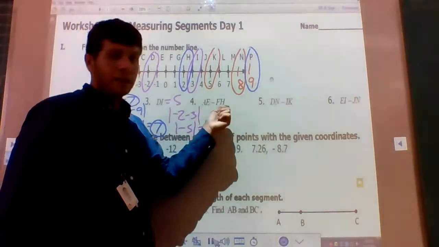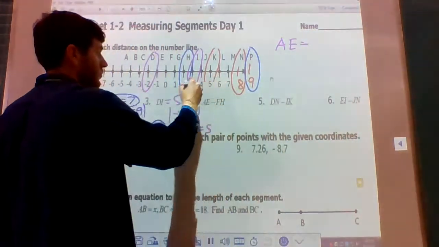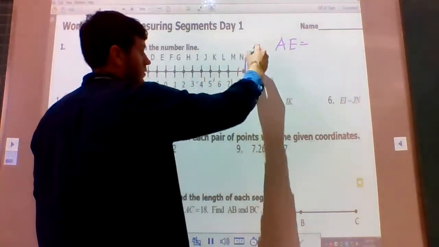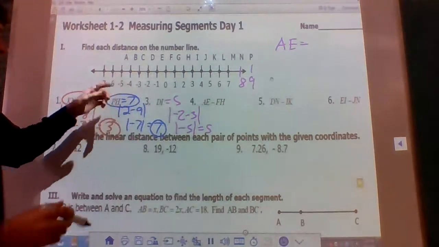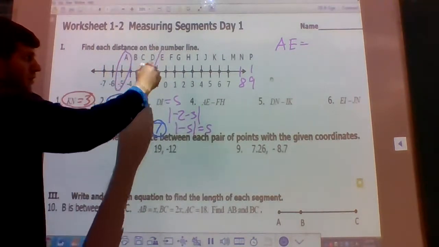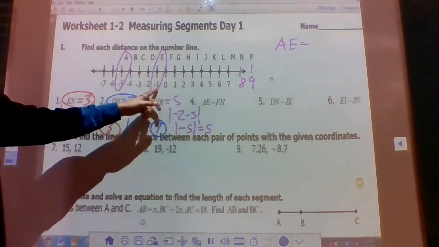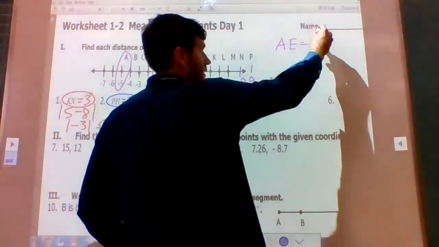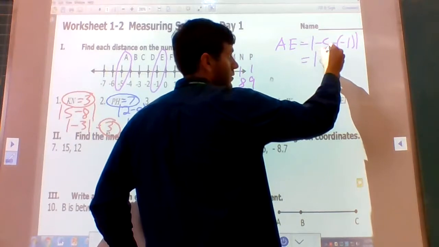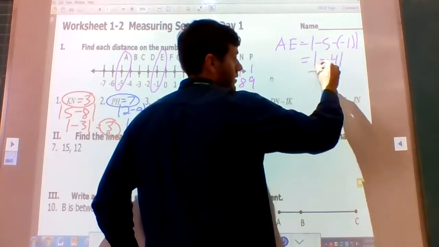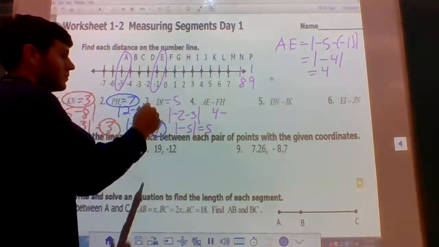Here for number 4, we have AE and FH. So we need to find both of those. So AE, let's erase all this. Again, this was 8, this was 9. So AE here is going to be the absolute value of -5 minus -1, which is going to be the absolute value of -4, which gives us 4. So AE is 4. Then we need to subtract FH.